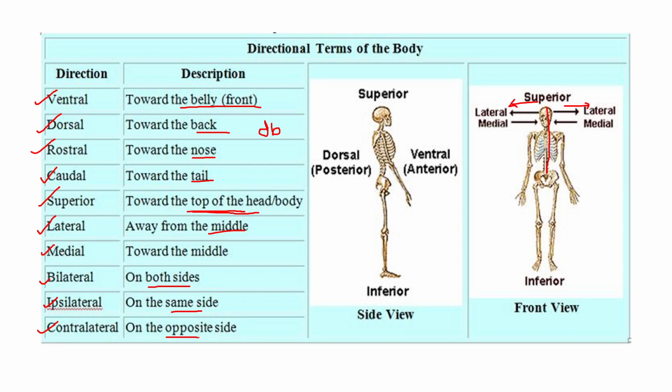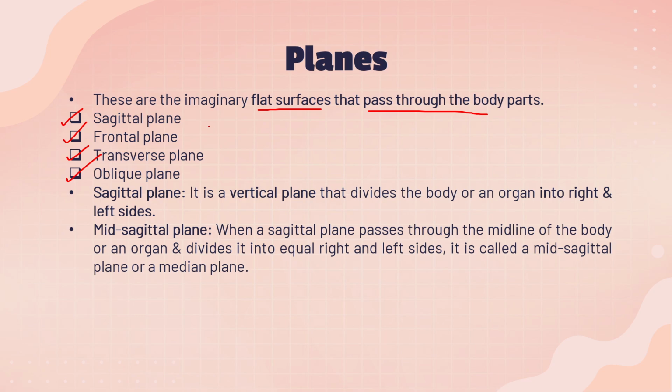Then planes. Planes are the imaginary flat surfaces that pass through the body. These are the imaginary surfaces that pass through the body parts. There are four types of planes. First is the sagittal plane, second frontal plane, third transverse plane, and fourth oblique plane. Sagittal, then frontal, transverse and oblique.